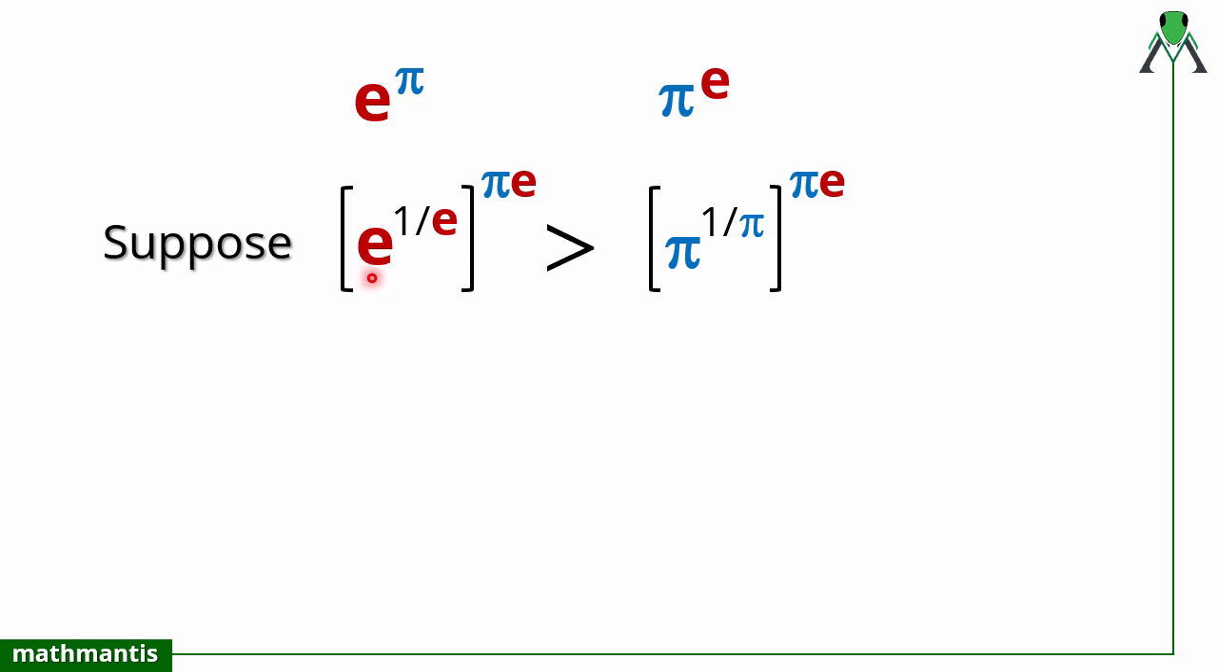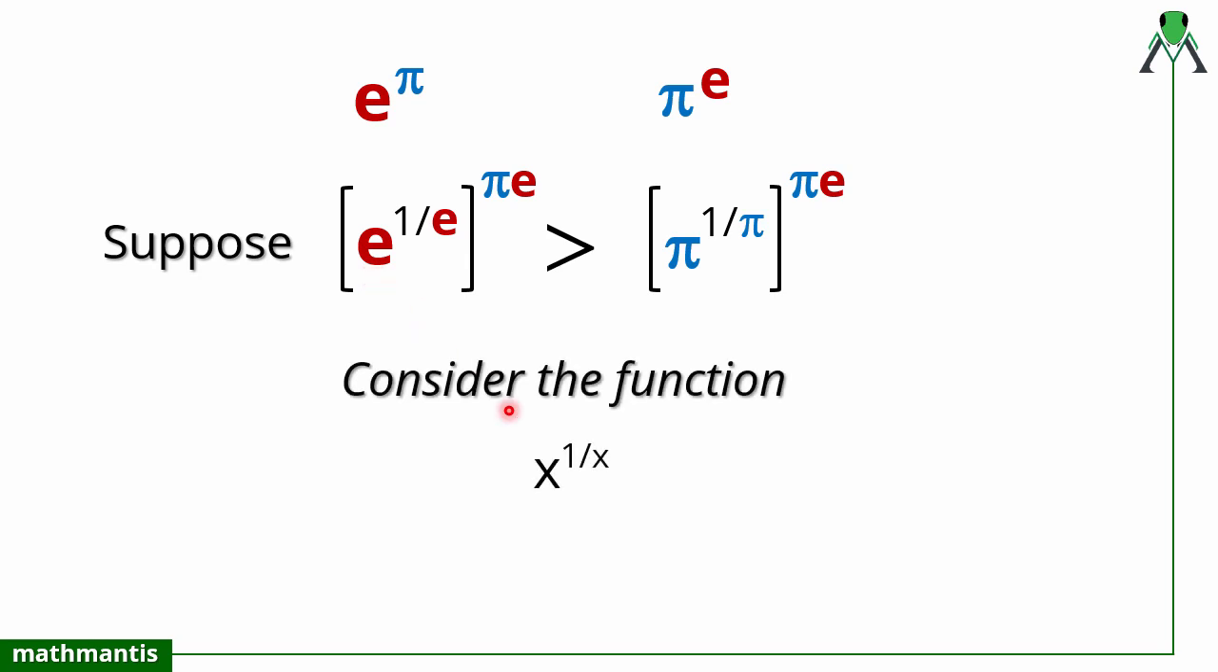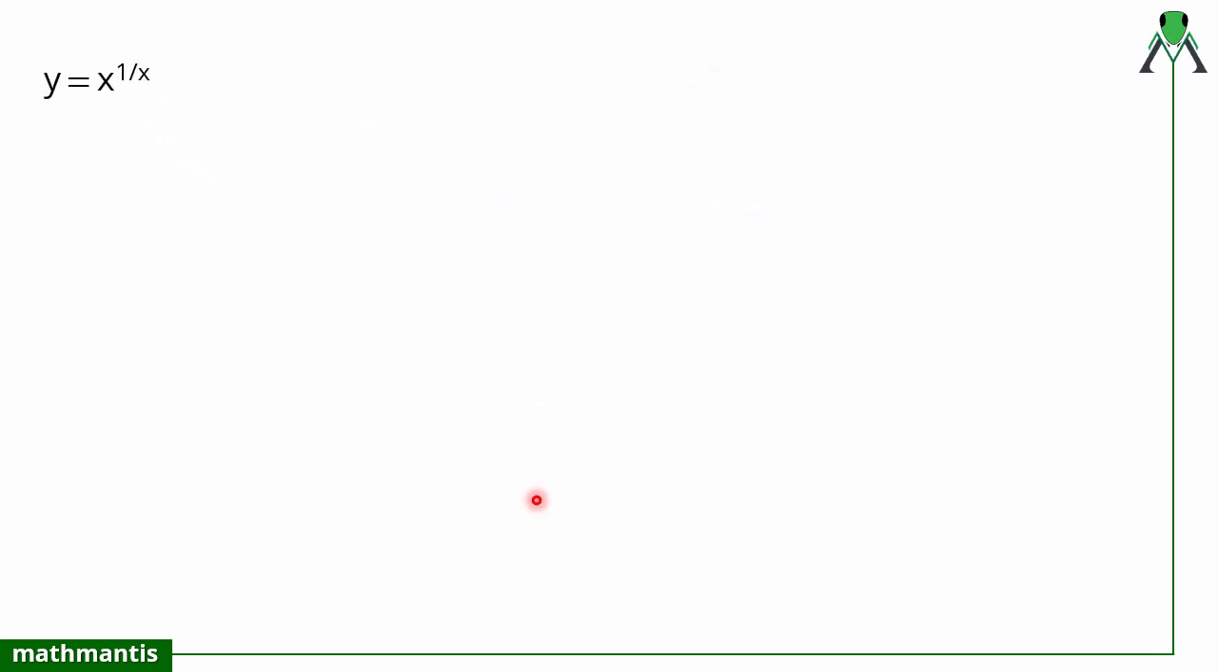Now to compare these two values, I will consider a function x raised to power 1 by x. In the next step, I will analyze the behavior of this function, that is the increasing and decreasing behavior, by differentiating this function on both sides with respect to x. To do that, one of the ways is you can take logarithm on both sides and differentiate like this: you can write ln y equal to ln of x raised to power 1 by x.